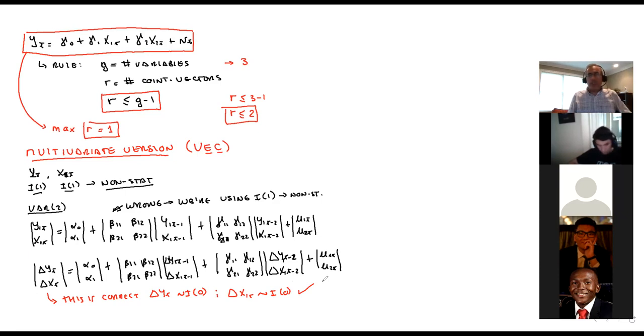Now, what is the issue with this one here, guys? What is the problem with this model? What was the problem using differences? The long term doesn't exist. Exactly, long term does not exist. So this is a pure representation of short-term relationships. That's all. There is no long-term relationship in this model. So how do we include long-term relationships?